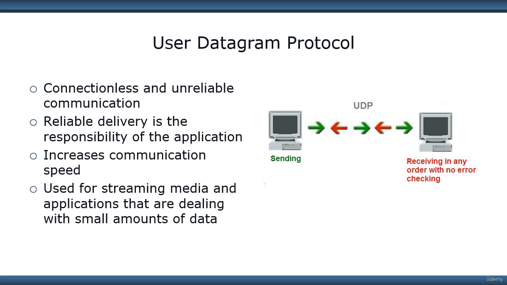Okay. Now, that's a little bit misleading because a lot of the applications themselves will have the ability to maybe resend packets. But that's the second bullet point there. Reliable delivery is basically the responsibility of the application. It's not inherent to the protocol. And the reason that they do it is to increase speed. Because if you're not sitting and waiting for acknowledgments, as fast as all of this occurs, you're still going to speed it up. And so it's primarily used for streaming media as well as applications that would be dealing with just very small amounts of data.